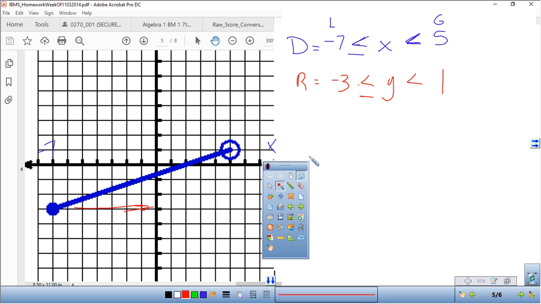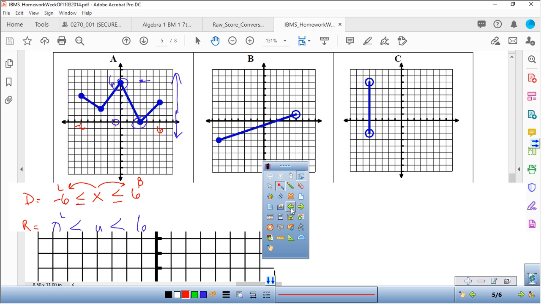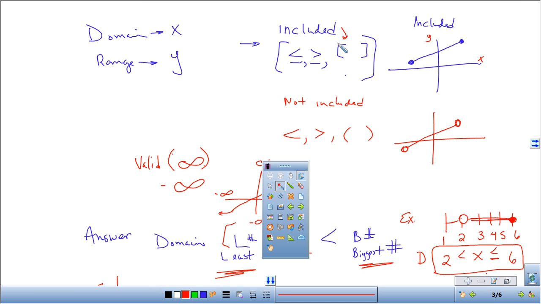Okay, ready, Tristan? All of you guys. Remember a while ago, I told you that there was going to be included and not included. When I told you included and not included, I also told you could use these, right? These notations.